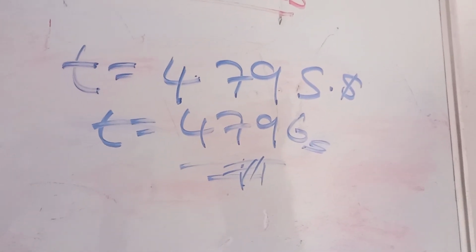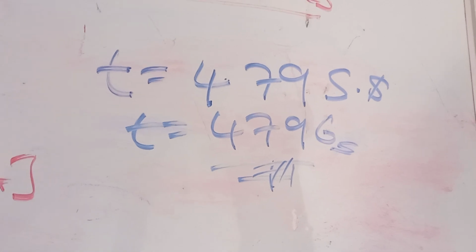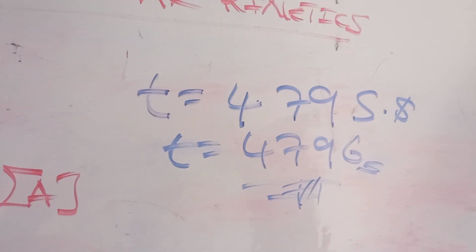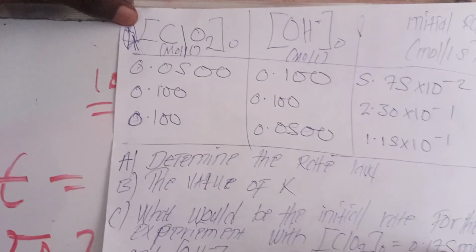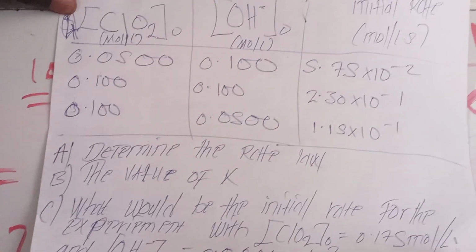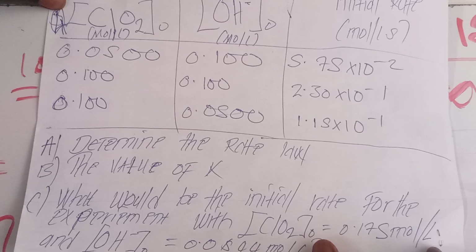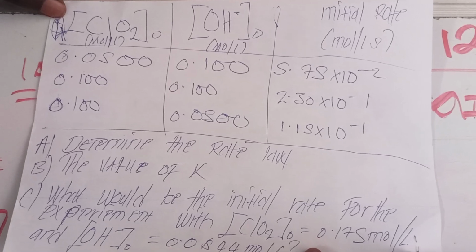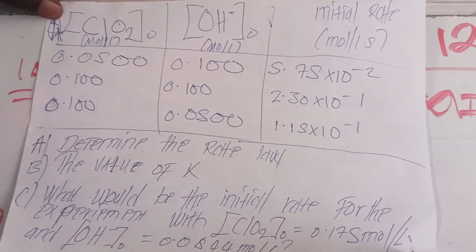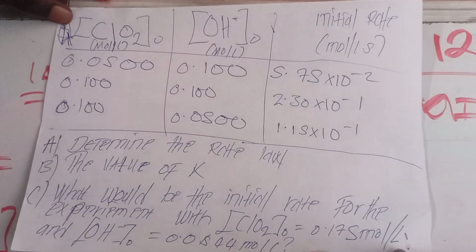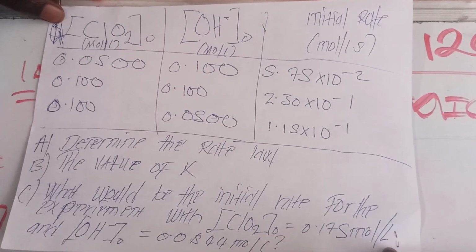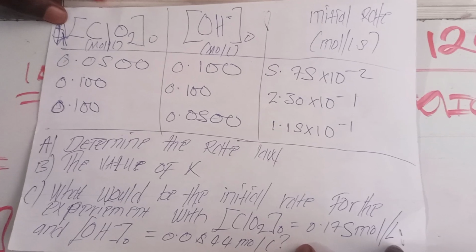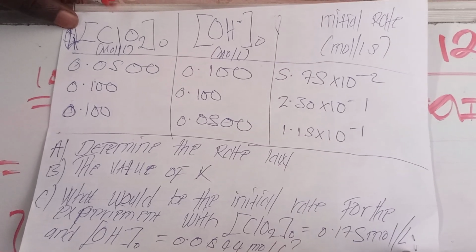This marks the end of the chemical kinetics problem. Hence, I'm going to leave you with this homework so that you can try to solve the chemical kinetics. Okay. So make sure that you solve this one as your homework. Determine the value of rho, find the value of K. What will be the initial rate for the experiment with the chloride ion there, which has an initial concentration of 0.175 mole per liter, then the hydroxide ion there, 0.0844 molar or mole per liter.